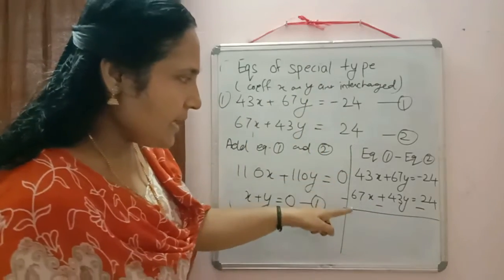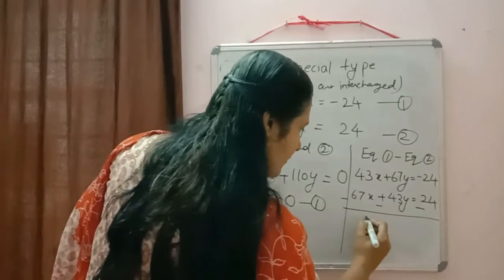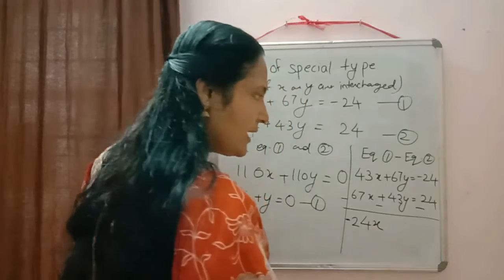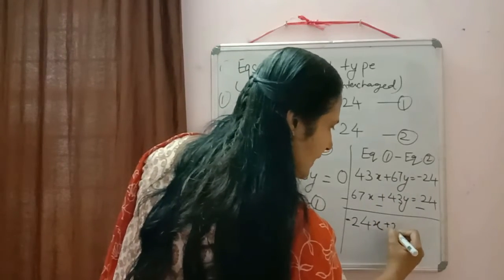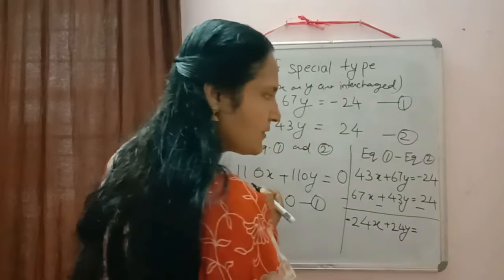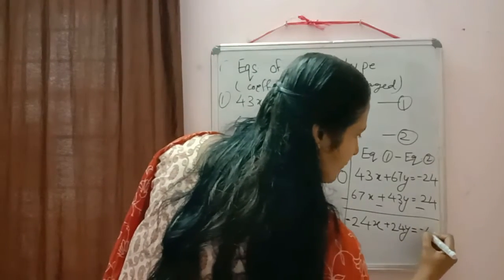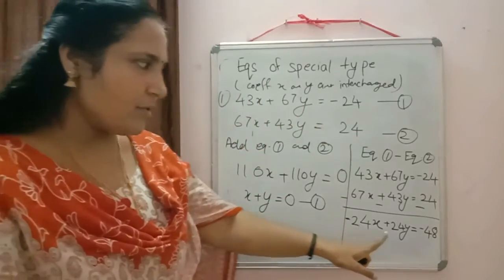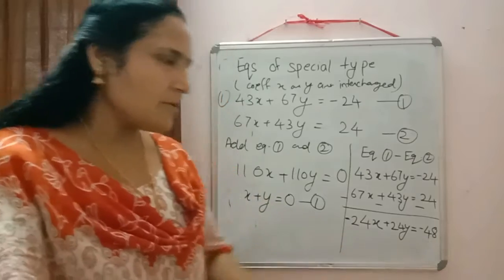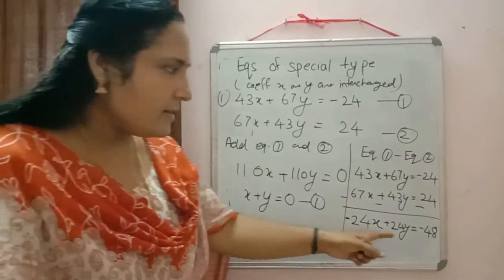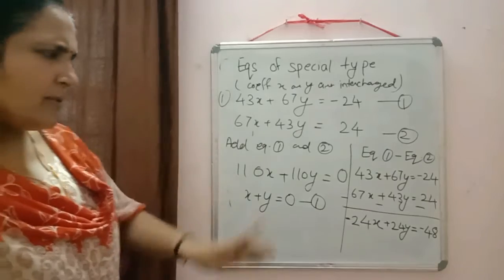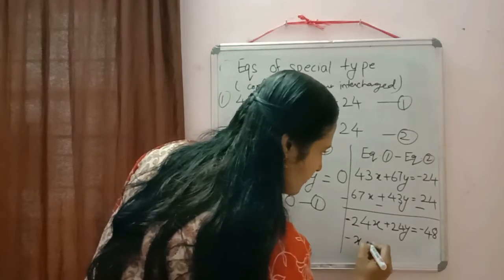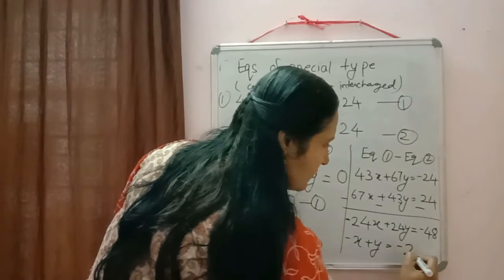So 43 minus 67. 7 minus 3, 4. 6 minus 4, 2. Negative sign will come. Minus 24x. And here what will come? Yes, plus 24y is equal to minus 24 minus 24, which will be equal to minus 48. So we are getting minus 24x plus 24y is equal to minus 48. You can check the expressions are divisible by 24. So we are dividing it by 24. So it will be equal to minus x plus y is equal to minus 2.